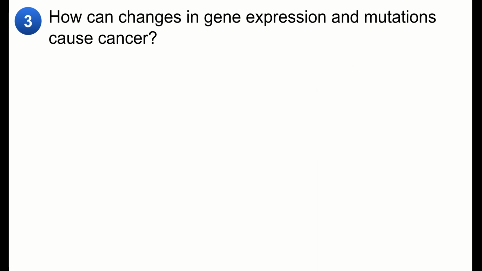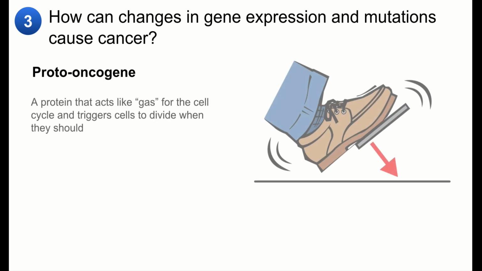Another category of genes where changes in them can lead to cancer are proto-oncogenes. Proto-oncogenes are genes that code for proteins that act like gas for the cell cycle and trigger cells to divide when they should. So these are proteins that actually push cells through the cell cycle. And now in a normal cell, you have proto-oncogenes and you have tumor suppressor genes, and they're both important because your proto-oncogenes cause cells to divide. For example, when you have a cut and you need to make more skin cells to repair that break. And you've got tumor suppressor genes that slow down your skin cells from dividing when there's no break in the skin and they don't need to divide.